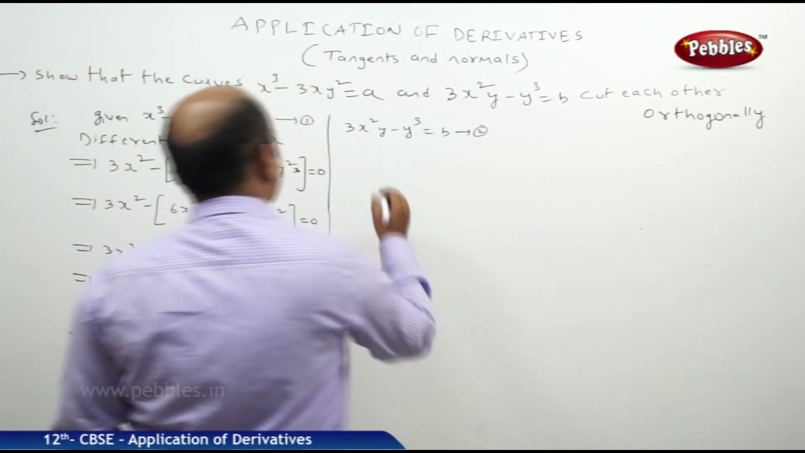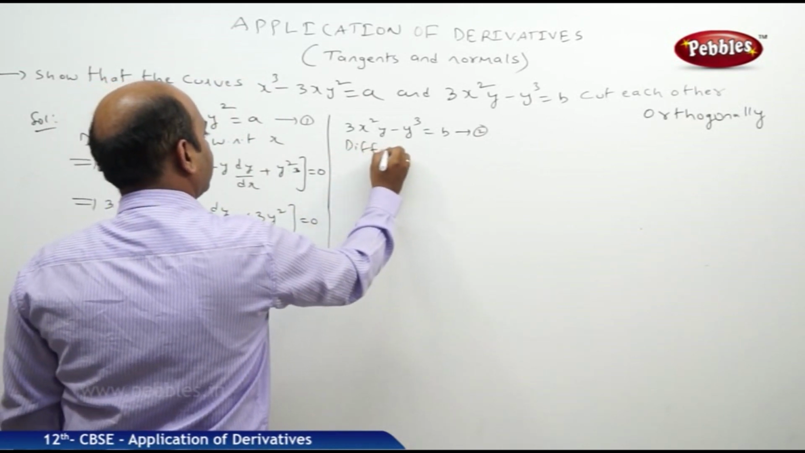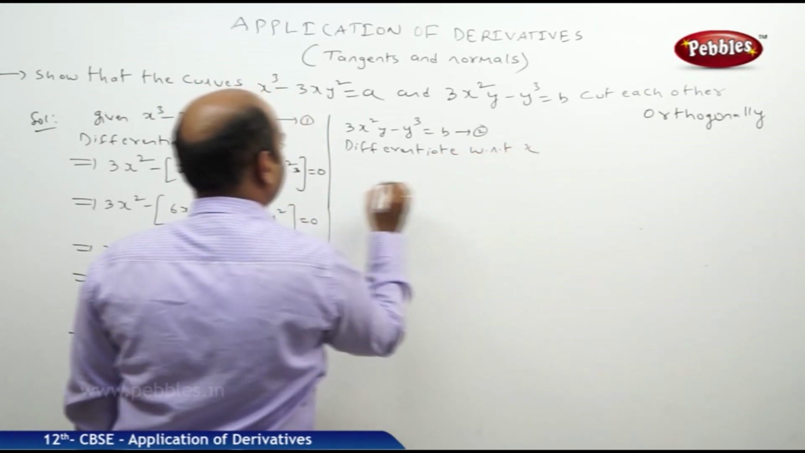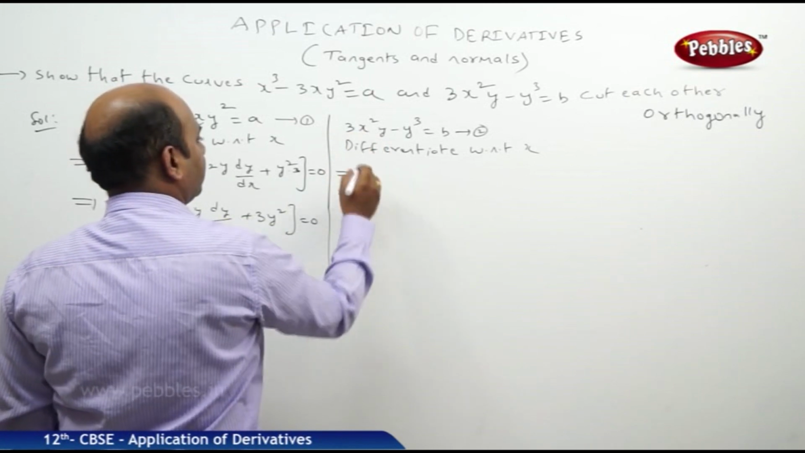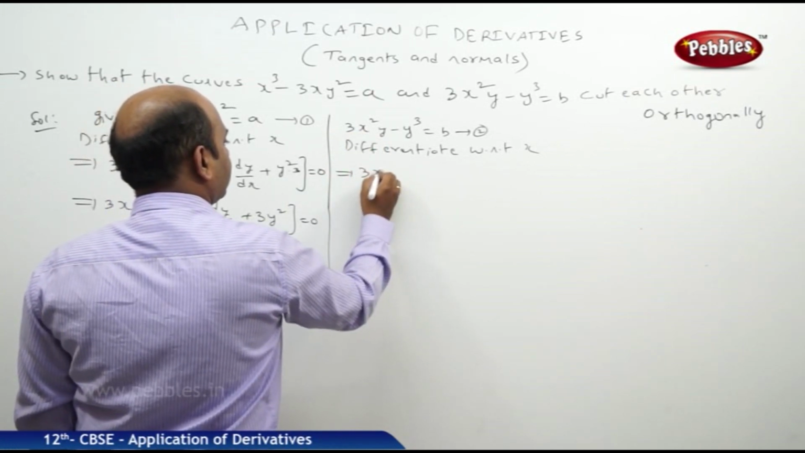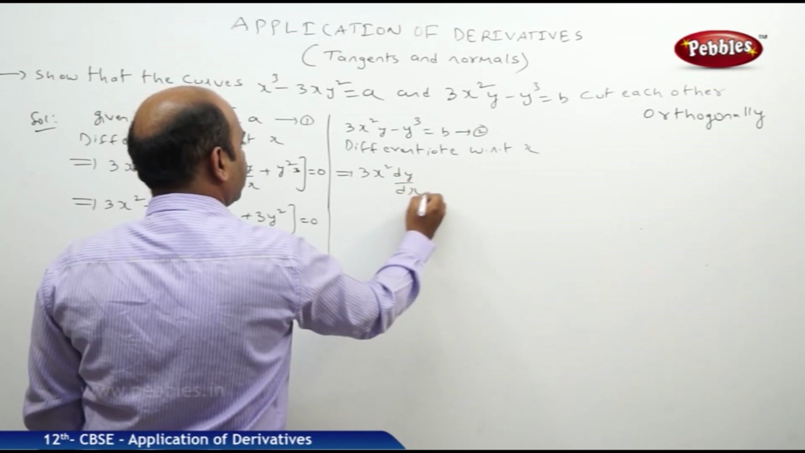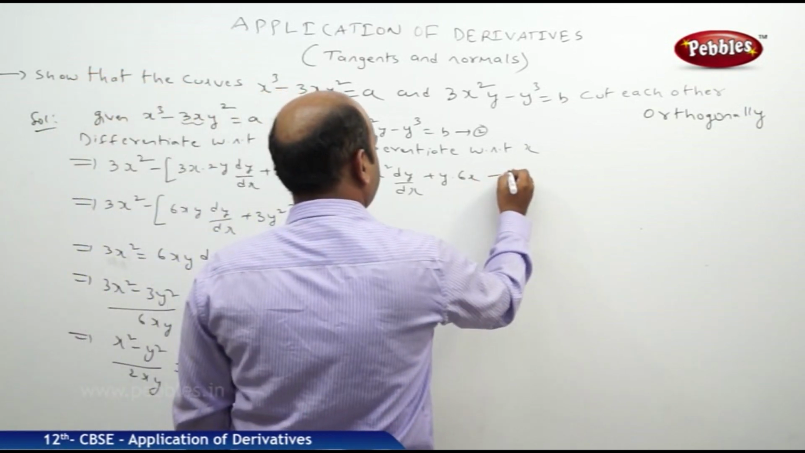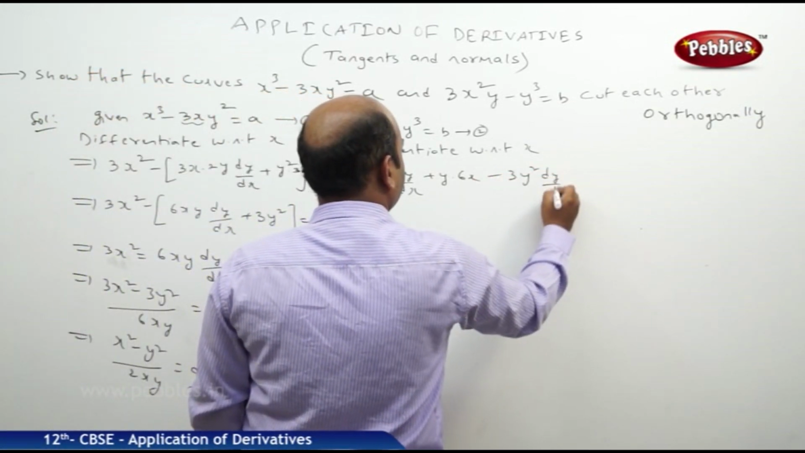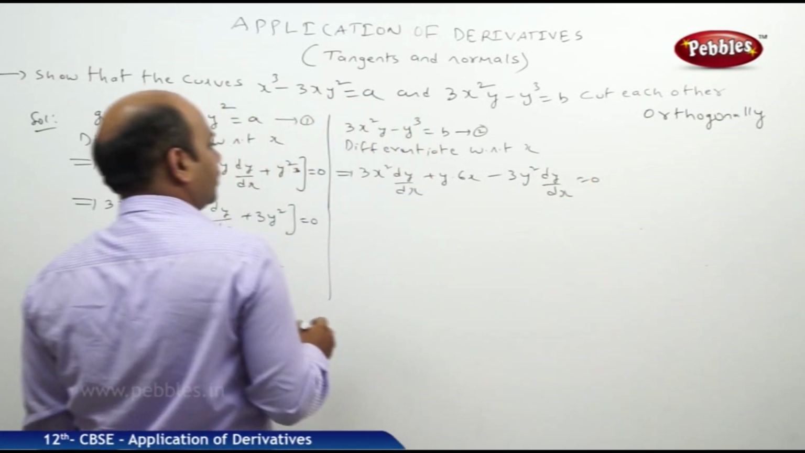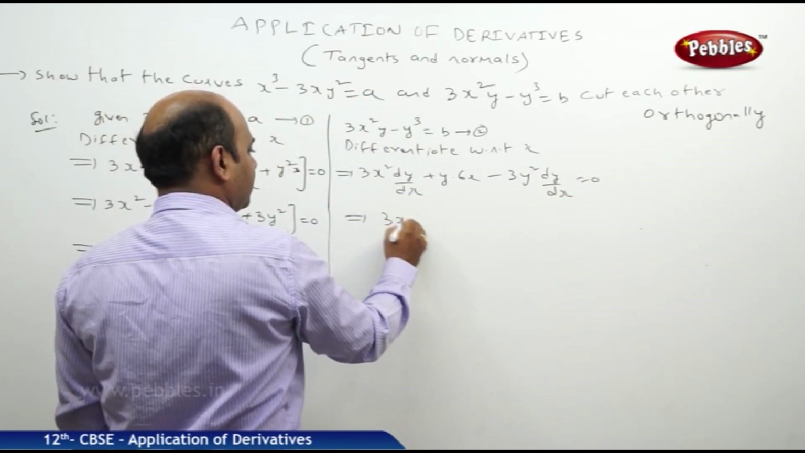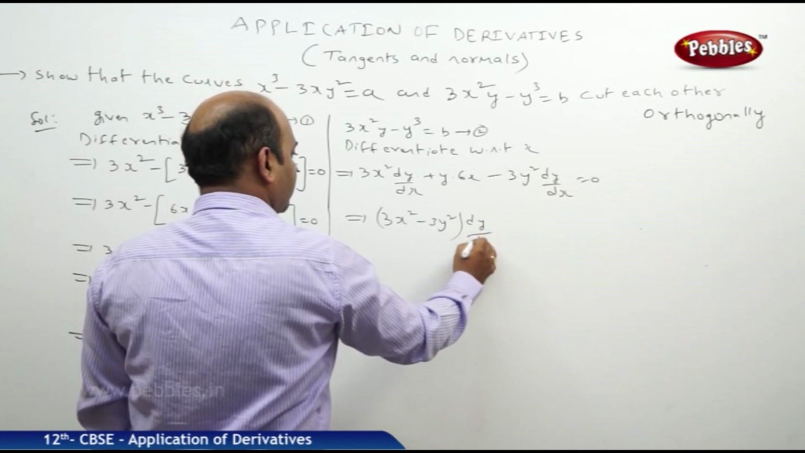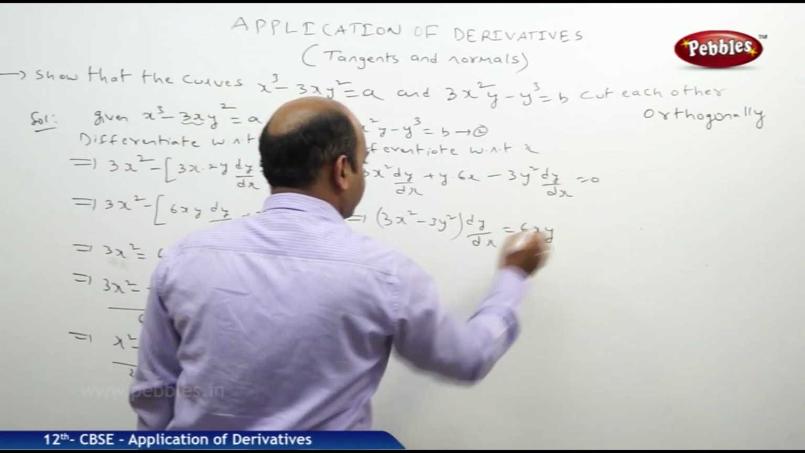Next, similarly, differentiate the second curve with respect to x. 3x square y: 3x square into dy by dx plus y into 6x. And y cube gives 3y square dy by dx, equal to 0. So finally 3x square minus 3y square into dy by dx is equal to minus 6xy.